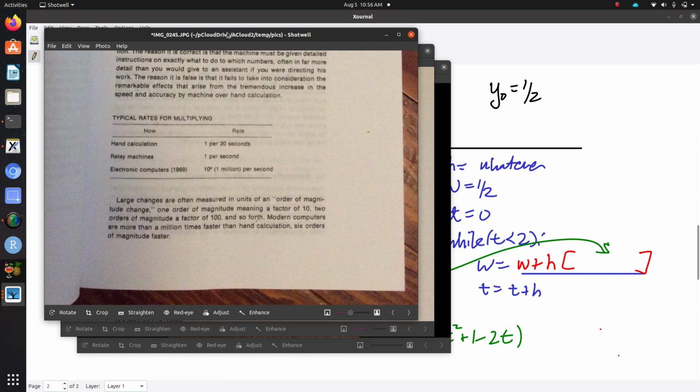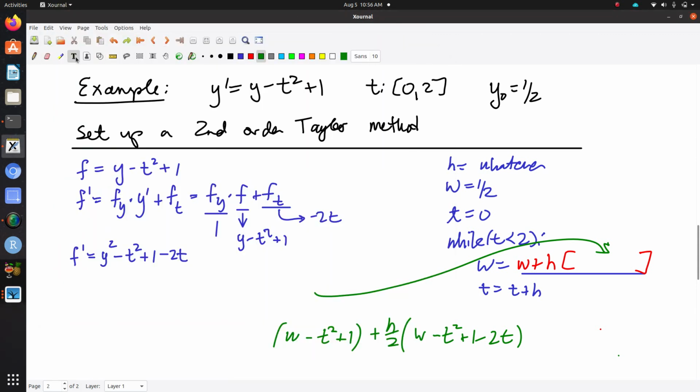But he said a relay machine, it only takes a second to do it. But an electronic computer from 1969, you get about 1 million calculations per second. Great. What about now? Well, I looked this up, and apparently your iPhone or iPad is going to give you about over 3 billion per second.